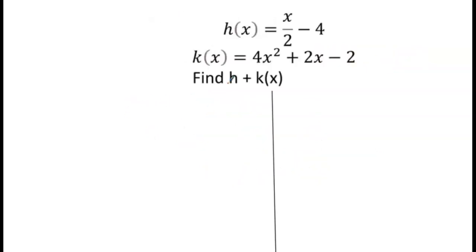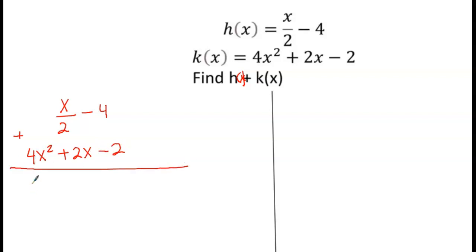Alright, so here we are adding, so g of x is x over 2 minus 4, and then we are adding, so plus 4x squared plus 2x minus 2. Okay, so here it doesn't have any like term, so you write it as 4x squared. Here it is, but this is a fraction and this is a whole number, so you can make adjustment if you want. So you can do it aside if that's going to be complicated.